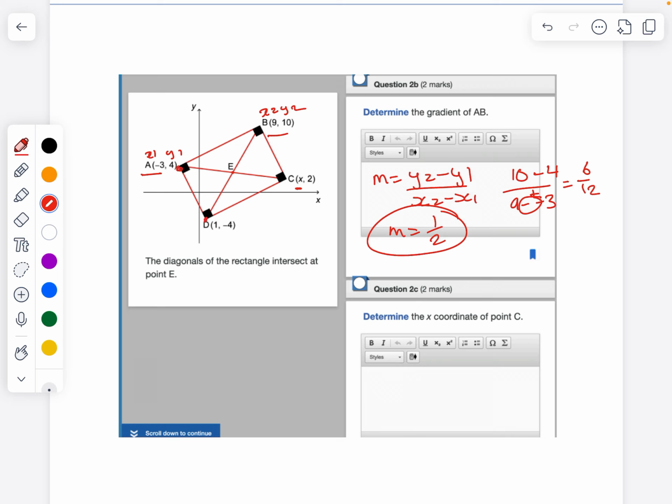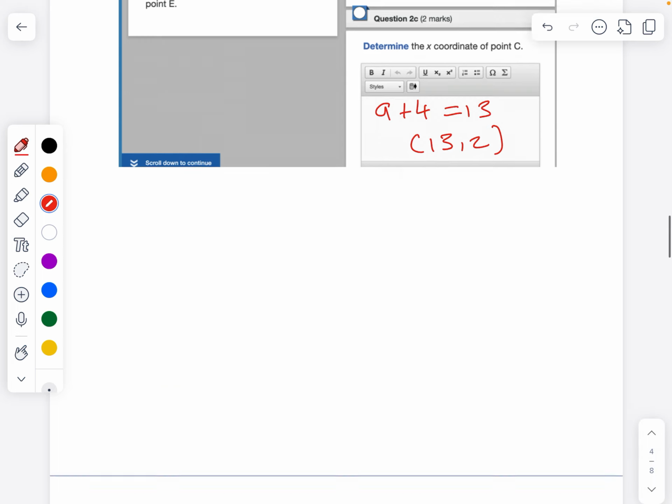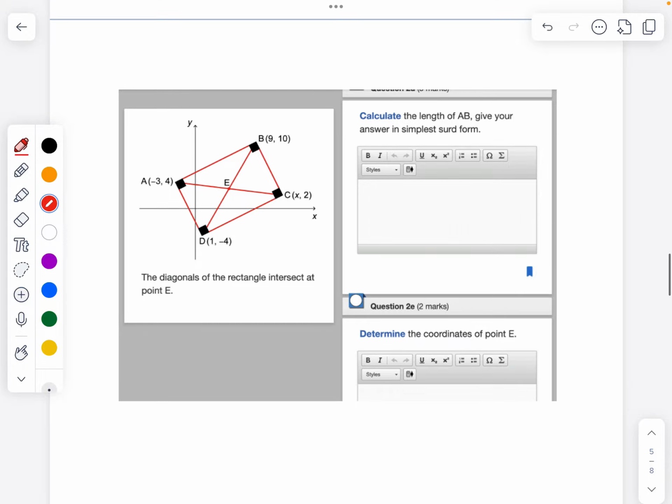Right, then the next question has asked, what is the x-coordinate of C? Well, because we're dealing with this rectangle, we know that the distance between D and A has got to be the same as C and B. So it only wants the x-coordinate. If you look at the x-coordinates of A and D, we know that the difference between them is 4 units. So that means the difference between 9 and x is going to be 4 units. So 9 plus 4 is going to give us 13, which means our coordinate is 13 and 2, because we have the 2.